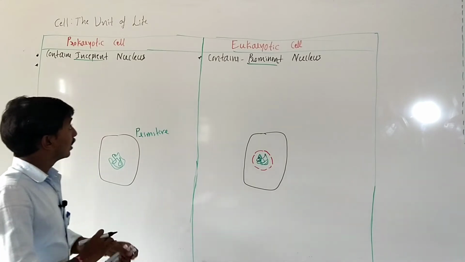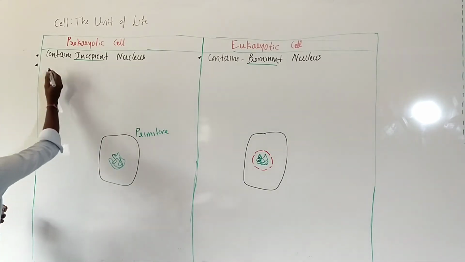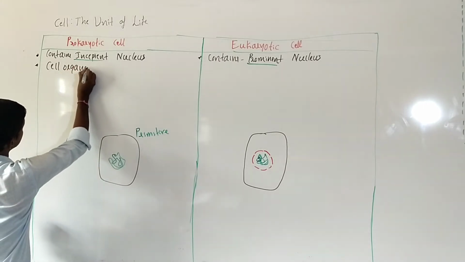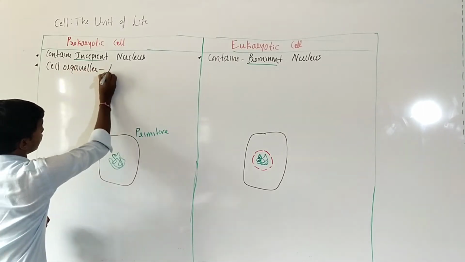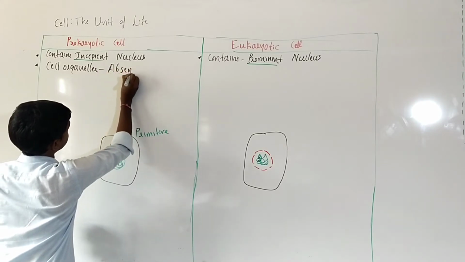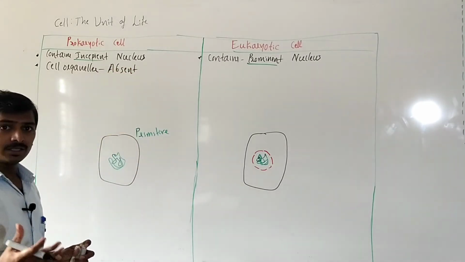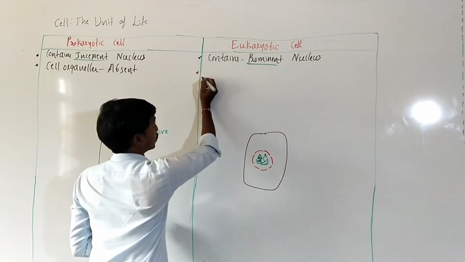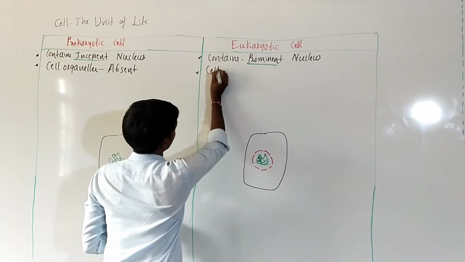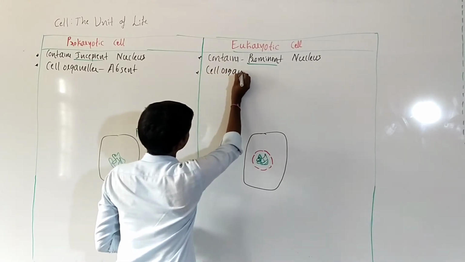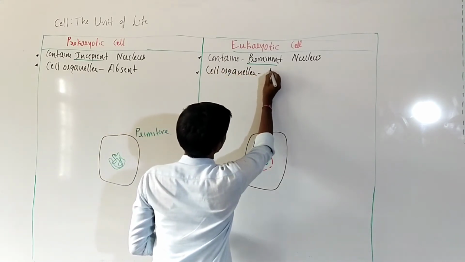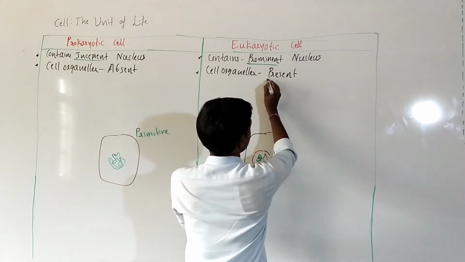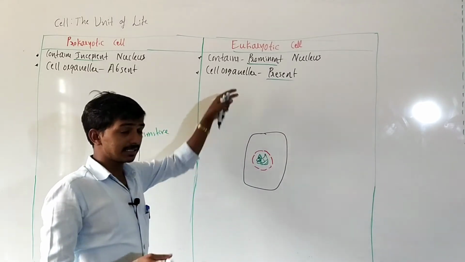When we say the prokaryotic cell, cell organelles are absent. Whatever membrane bound organelles there are, they are all absent. But when we come to the eukaryotic cell, the cell organelles are present. What are those cell organelles here?